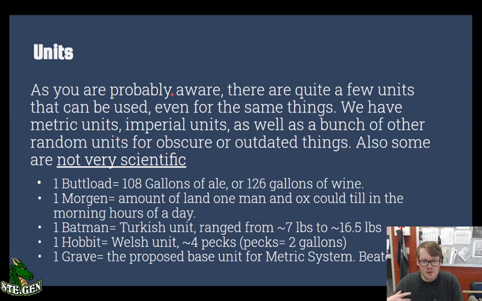We use imperial units here in America because we're dumb. I mean, there's other reasons. It's mostly just because we're stubborn, but we really shouldn't be using it. Most of the world uses metric units as opposed to imperial units.